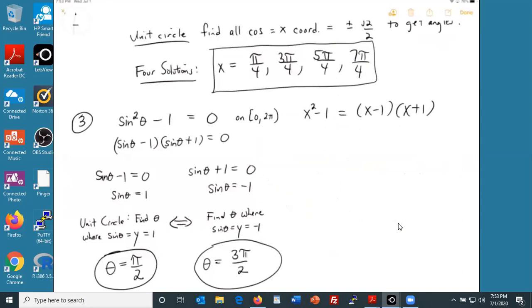Okay, so there are your two solutions of pi over 2 and 3 pi over 2, or 90 degrees and 270 degrees. But again, we want radian angles. All right, how do I know I want radians? Well, the problem right here, when it says 0 to 2 pi, that means do it in radians. I know it's your favorite thing.